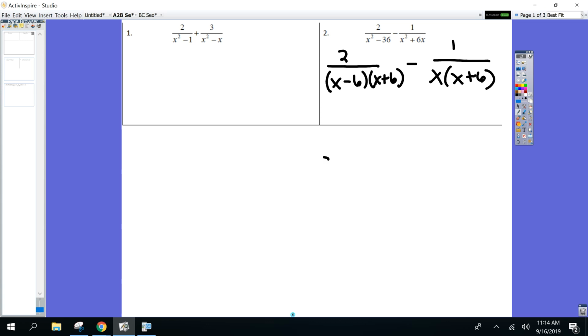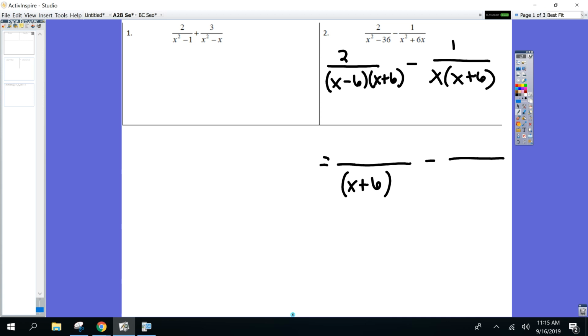Okay. What is in common? What do both denominators have? An x plus 6. They both have an x plus 6 in it. Is there anything we missed that they have in common? Because they could have more than one thing in common. Anything else other than the x plus 6? Definitely in common. Anything else? No, right? That's it, right?